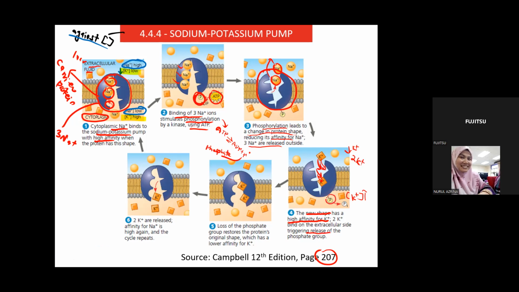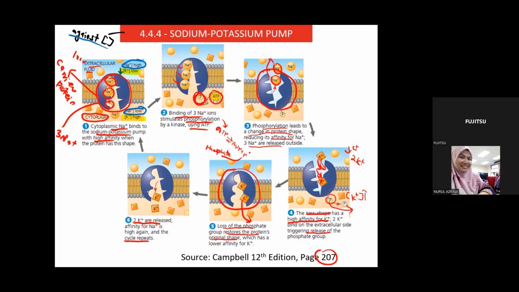Tengok ni, phosphate group ni akan keluar. So bila phosphate group tu keluar, the loss of phosphate will restore the protein's original shape. So protein tu akan balik kepada bentuk asal dia. Nampak tak? Dia tengah sebelah bawah pula. And this shape has low affinity towards potassium, and potassium will be released out. Okay, so you can see potassium ion are released, and then the cycle will repeat. So sodium ion pula akan bind. So that is sodium potassium pump.